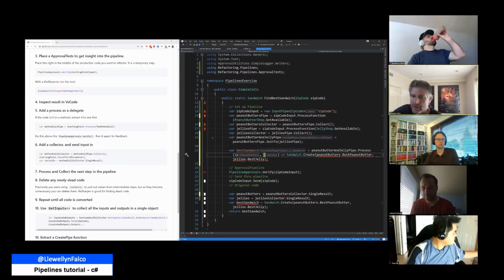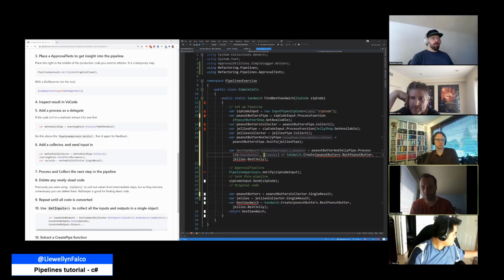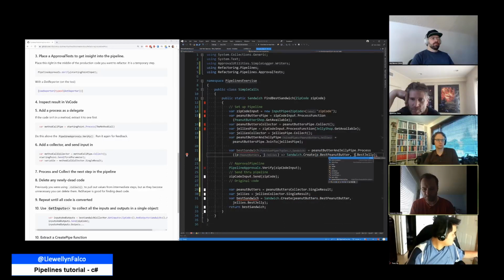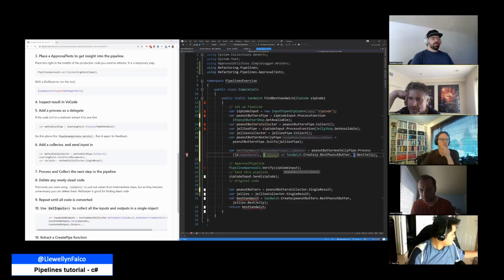Okay, so you're saying what do we pass to sandwich create? Yeah. So first, we had to give variable names to the two things. Now we need to use them in sandwich create. So say p dot best peanut butter and j dot best jelly. Okay. Does that make sense to everyone? We're also missing a parenthesis.